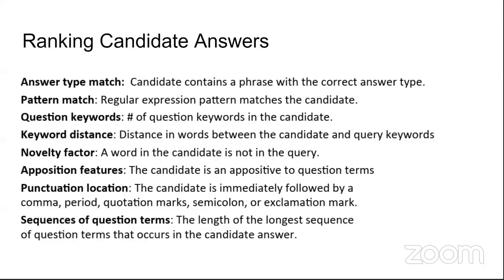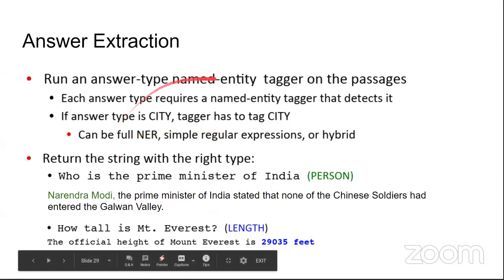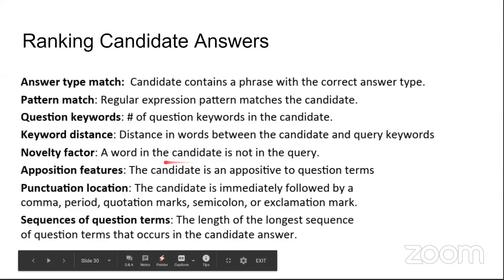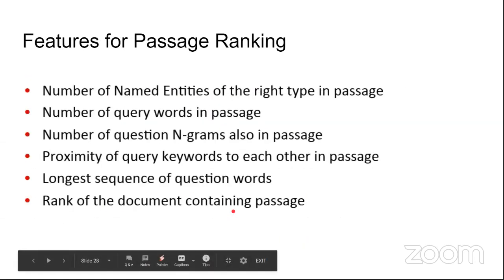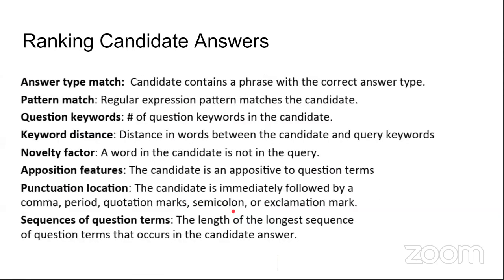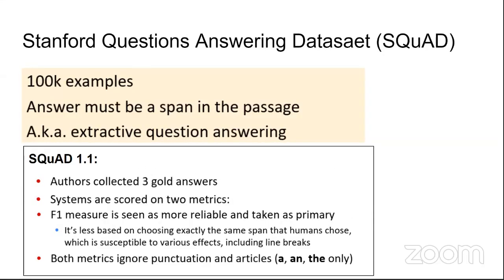So the query keywords that you had formulated and the answer that you have gotten, what is the distance between them? Whatever answers you get after parsing the passages, those answers are ranked based on these features. Similar to what happened here, passage ranking is happening for the answers. And once you have ranked the answers, you present the user with either the top one or top two answers, based on how your system wants to answer the question.